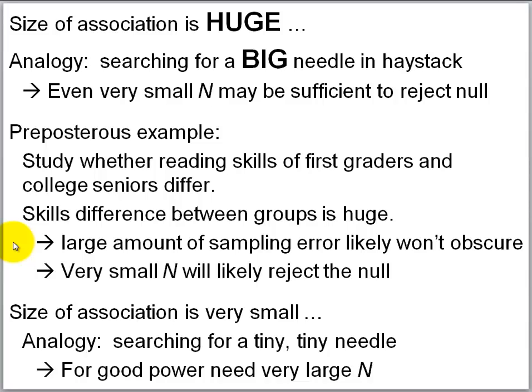If you have a situation where there is a huge association in the population, basically a very small n will often be sufficient for rejecting the null. I mean, you've got such a big needle, you've got such a big real difference that even if you have a large n and therefore a large haystack, you may very well still be able to find that needle.